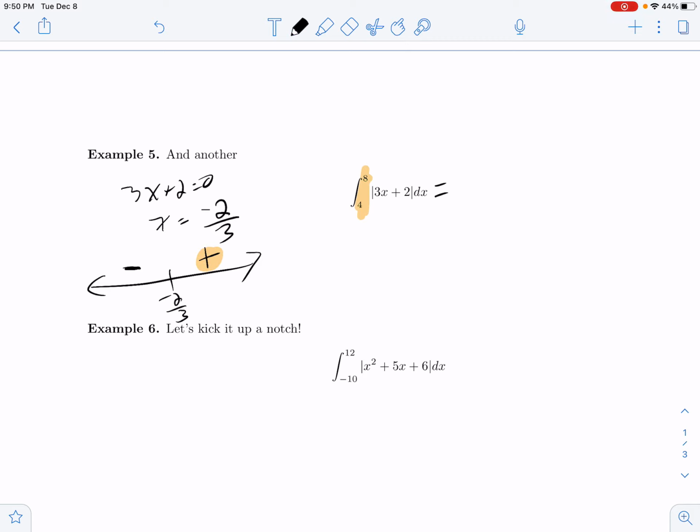So this is going to be equal to the integral from 4 to 8, 3x plus 2 dx. So this is 3x squared over 2 plus 2x from 4 to 8. And again, you can plug those numbers in, but I'm not going to do them right now.